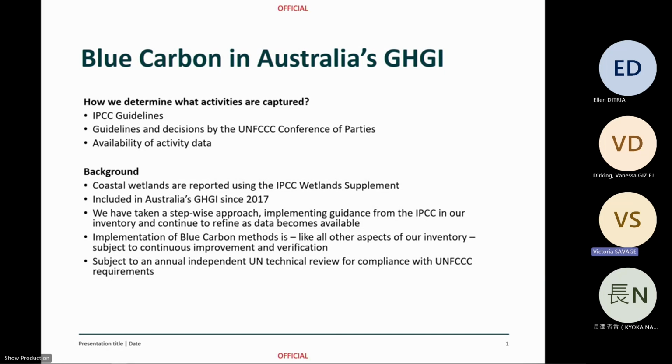To give you a quick background, Australia has been reporting coastal wetlands in our greenhouse gas inventory using the IPCC 2013 wetland supplement since 2017. We've taken a stepwise approach implementing guidance from IPCC in our inventory, and we continue to refine as data becomes available. We're always, as with other aspects of our inventory, subject to continuous improvement and verification. The inventory emissions estimates are also subject to annual independent UN technical review in compliance with UNFCCC requirements.